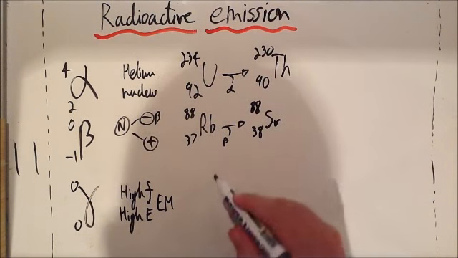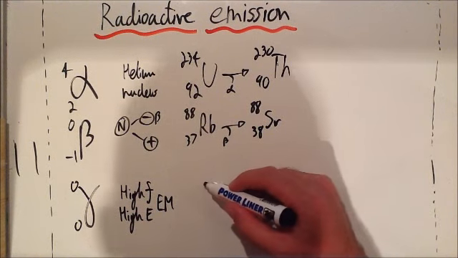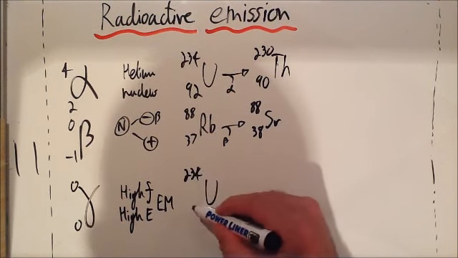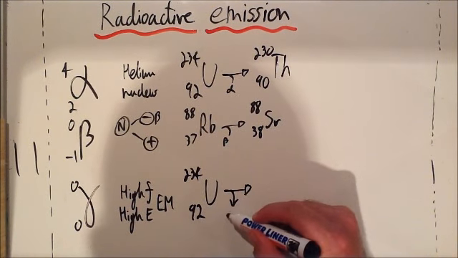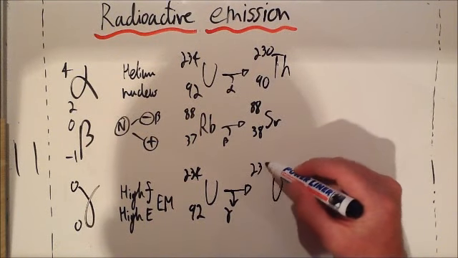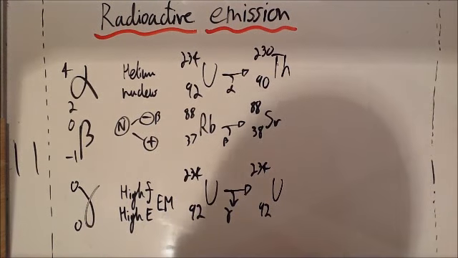Now, when gamma radiation is given off, the numbers stay the same. So if we start off once again with uranium-234, and it gives off some gamma radiation, then we're still left with exactly the same thing. Still a little bit too unstable, so it's likely to further decompose after that.